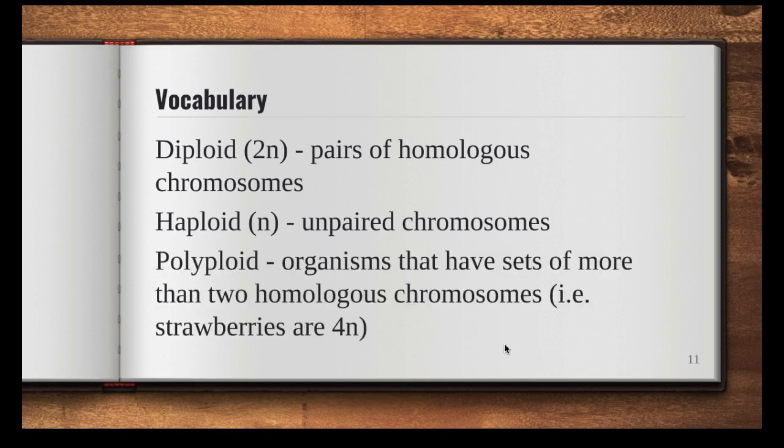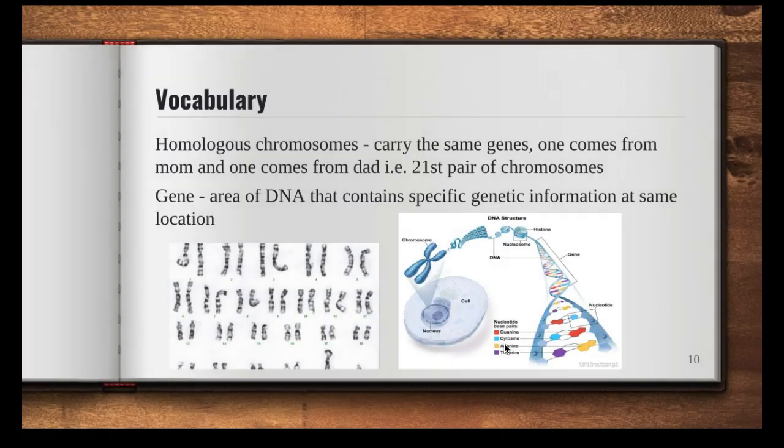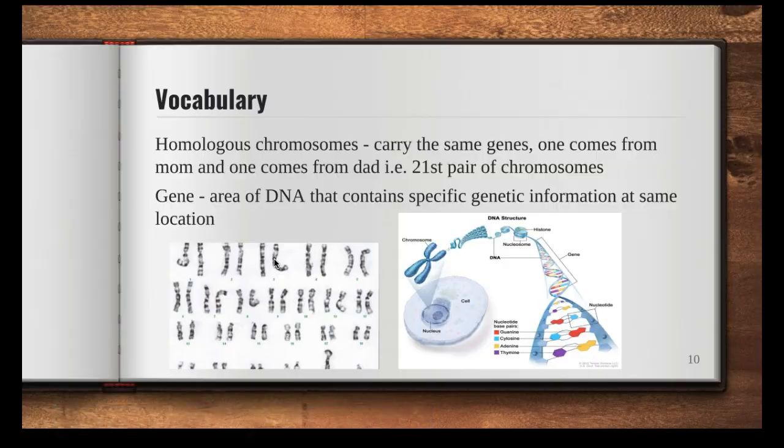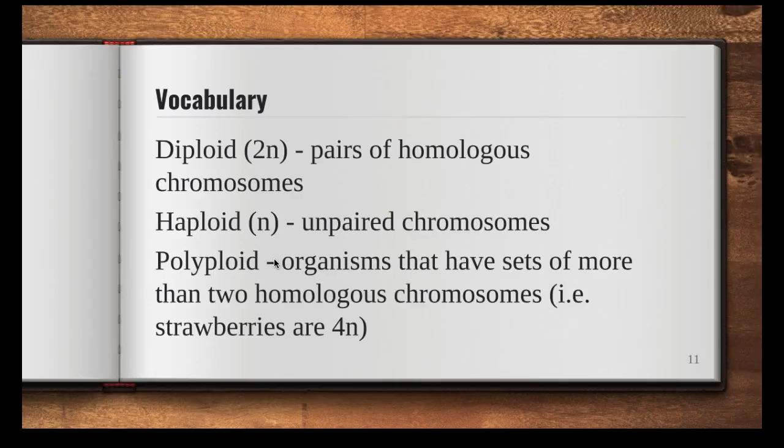And then sometimes organisms are what we call polyploid, which means they have more than 2 copies of their homologous chromosomes. Okay, strawberries are 4N, which means that they actually get 2 copies of each chromosome from their mom and 2 copies from dad. So instead of having their picture look like this, with 2 chromosomes, they would have 4 on each part. Okay, so that's what polyploid means.